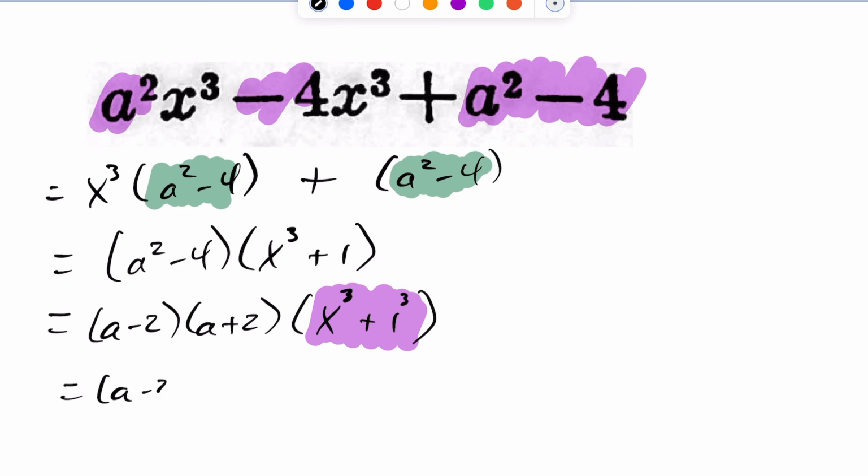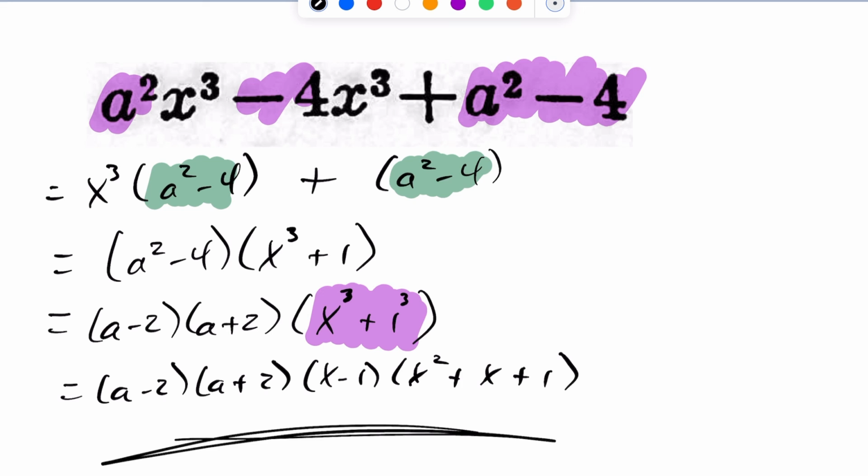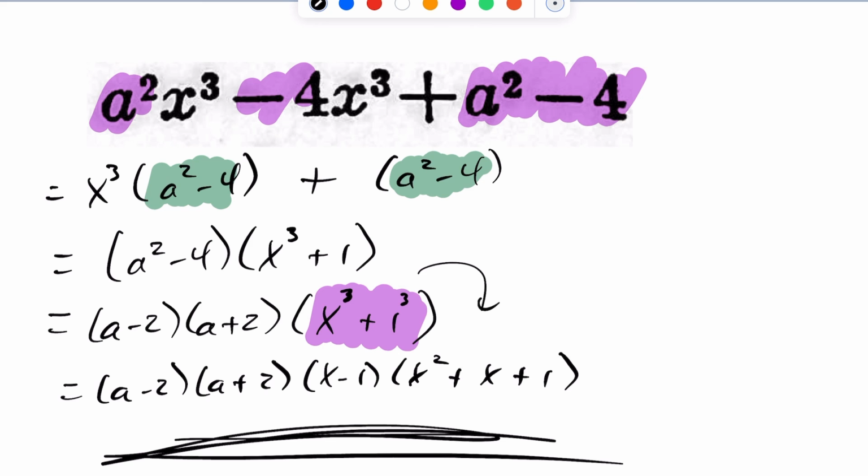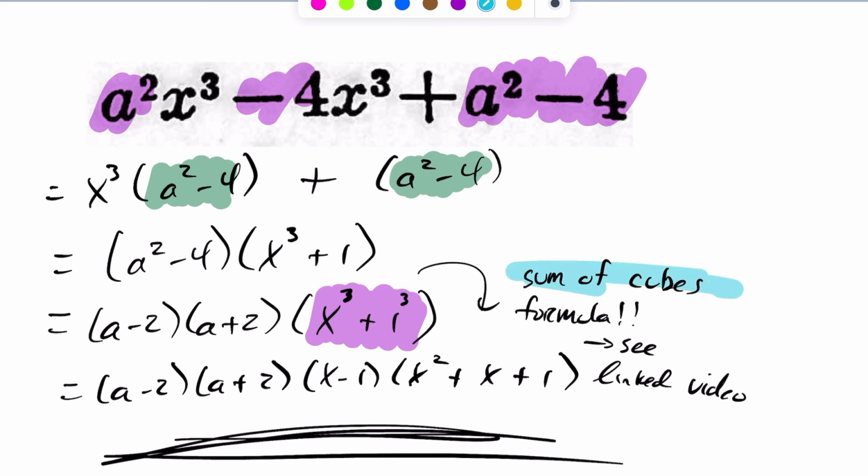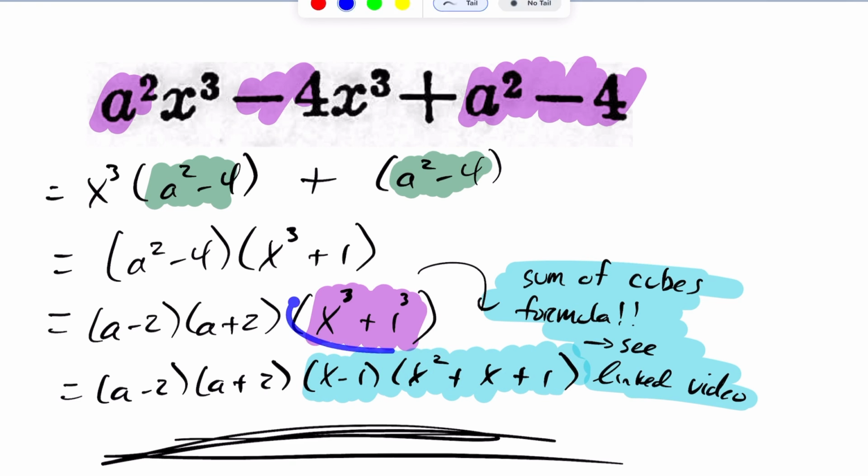So this will factor into a minus 2 times a plus 2 times, in this case here, we're going to end up getting here x minus 1 times x squared plus x plus 1. And now my expression here is fully factored. So right here I applied my sum of cubes formula. And you can go ahead and see the linked video there on sum of cubes if you want to check that out if you haven't learned it. But this product here is equivalent to what I have above.